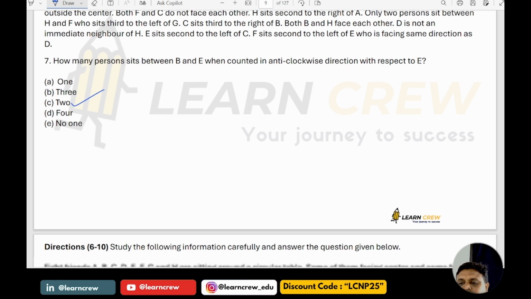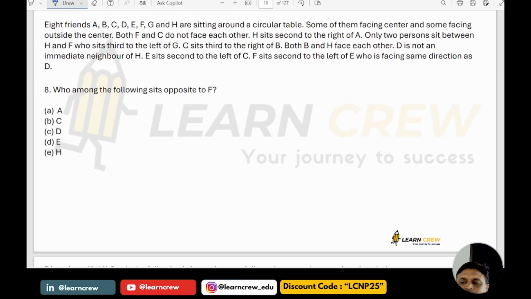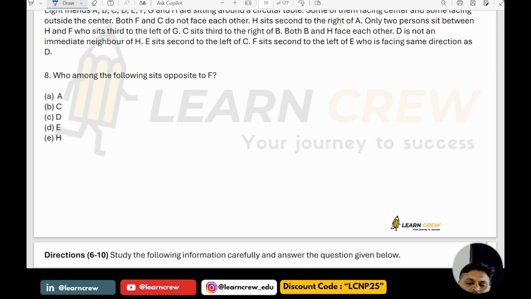Next. Who among the following is opposite to F? Opposite to F, C is there. So it is option B.